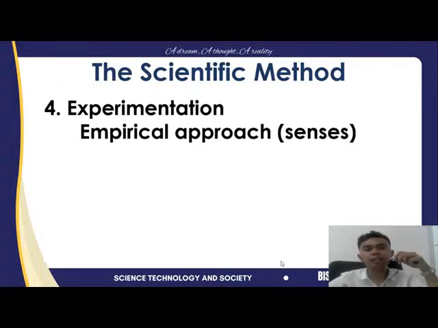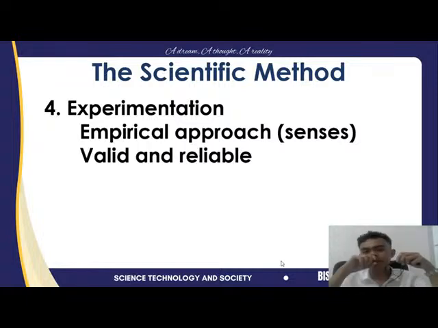Meaning to say, class, it is not good for you to just look at somebody's experiment. When you conduct an experiment, it must be you yourself who actually has the experience of that particular experiment. It is not acceptable that you will just look at a certain video on the same topic as yours and not conduct the experiment, because you will just refer to the experiment of another person. That's very wrong. You need to have your empirical approach in your experimentation.